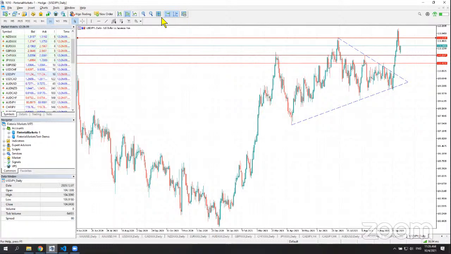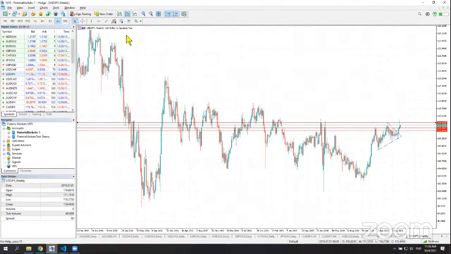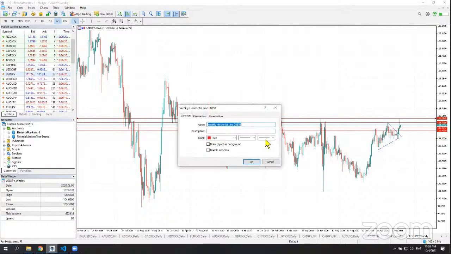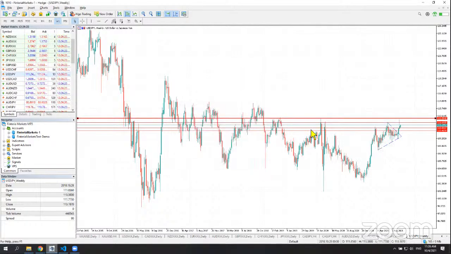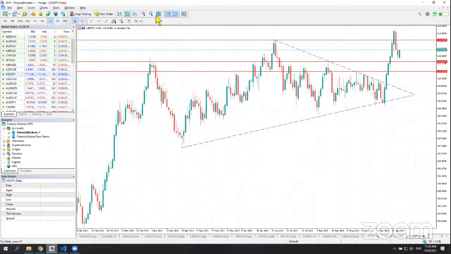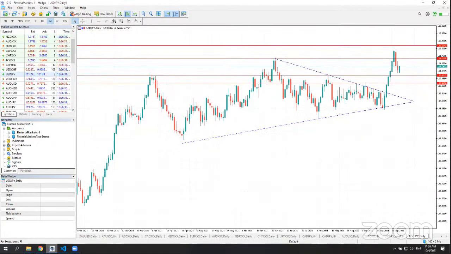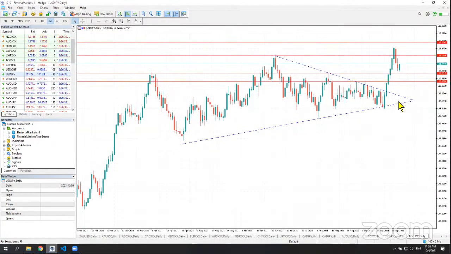And finally, I think I had also one level from the weekly time frame. I'm going to draw it once again, and I'm going to make it more visible. So I will increase the width to 2. So let's switch back to the daily time frame. Okay, here I think we see much better picture.